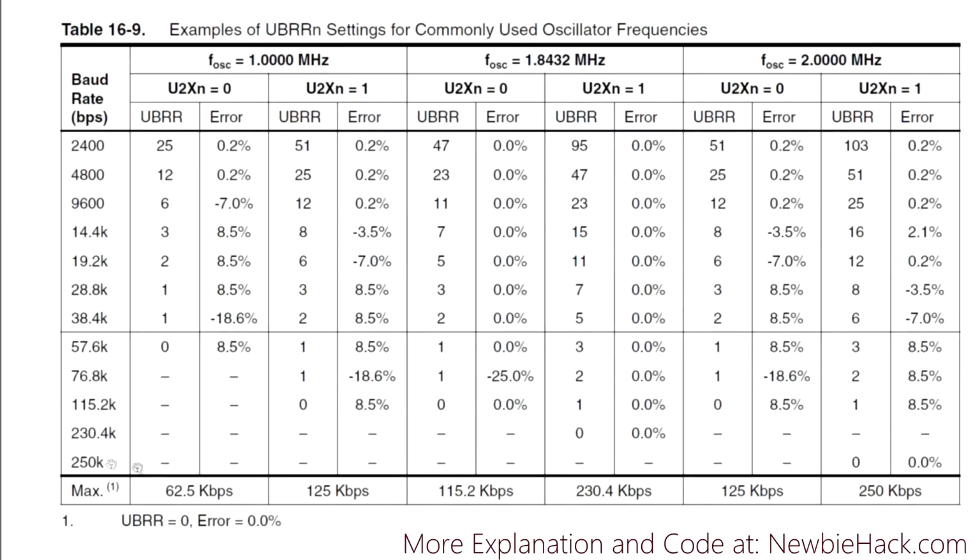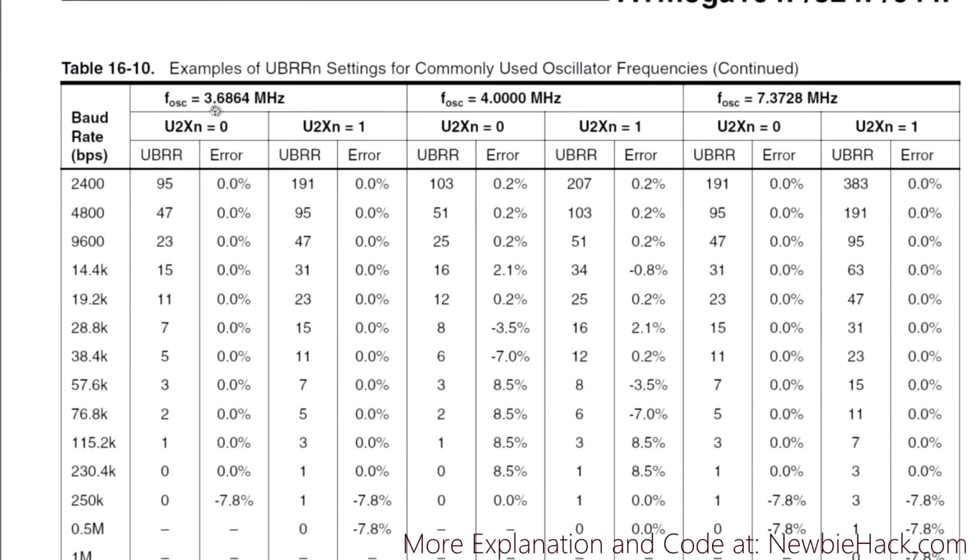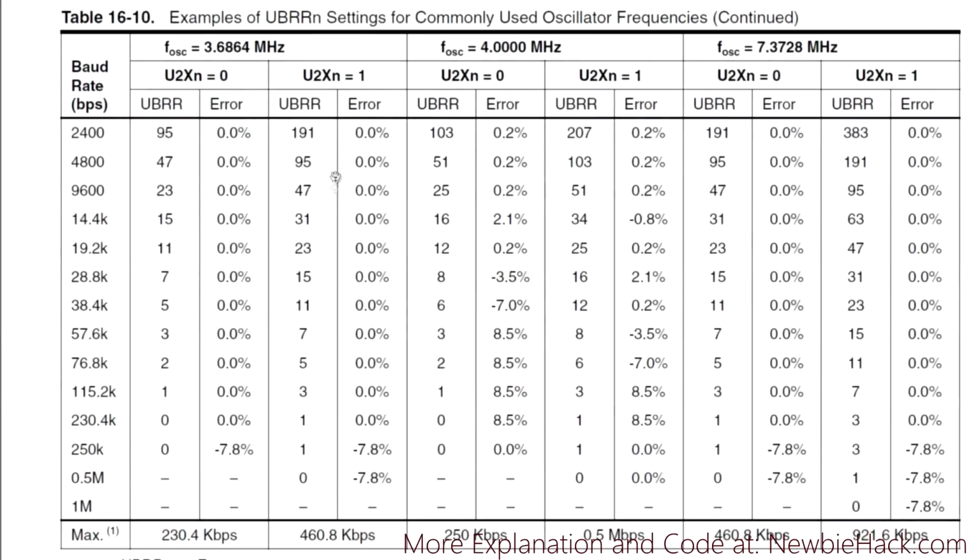And at the bottom it also specifies what the maximum is. The kbps, or you'll see baud rate bps, this is bits per second, and this is 1000 bits per second, or kilobits per second. Let's take a look at some other choices that we have. We have 3.6864 MHz, which also has a pretty good error percentage, very low, except when it comes to the upper baud rates. Again, the 4 MHz, very high error rates, so we're going to not look at these.